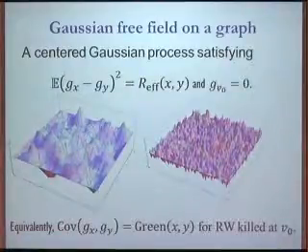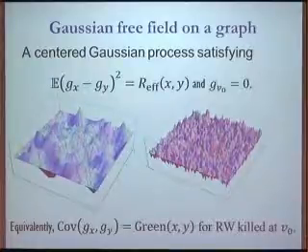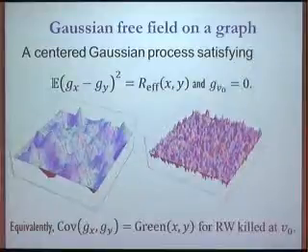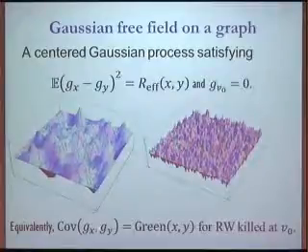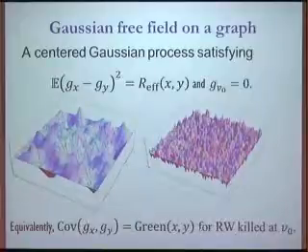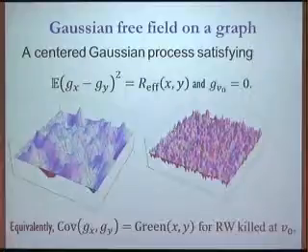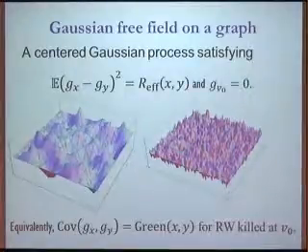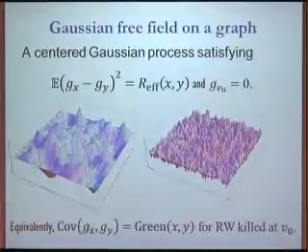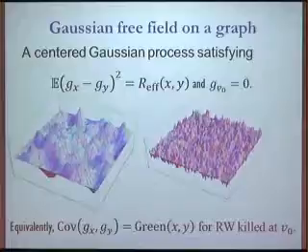Here's an equivalent definition, and I'll give you a couple more orally. So another definition is a Gaussian process is completely determined by the covariances. And the covariance between gx and gy is the Green function, or the Green kernel for random walk. You start at x, and so you count the expected number of visits to y, normalized by the degree of y. That's a symmetric function. The random walk is killed when it hits this vertex v0. And that's a positive definite function. And so there always exists a Gaussian process with that as covariance.